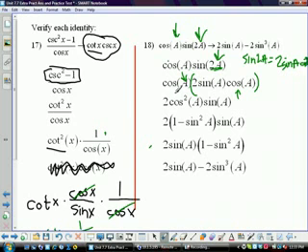Does that make sense? Okay. So now I say that 2 goes out in front. Cosine of a times cosine of a is cosine squared of a. And sine of a right here.